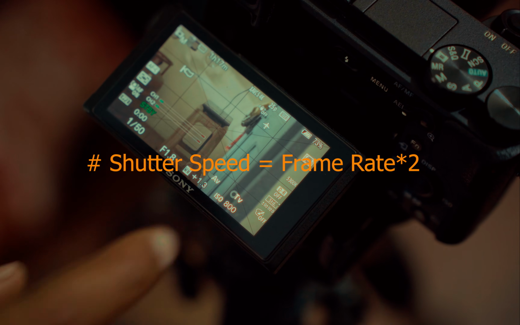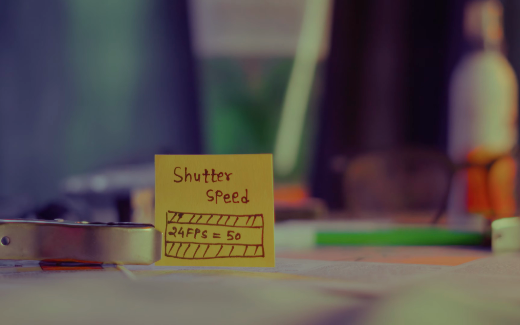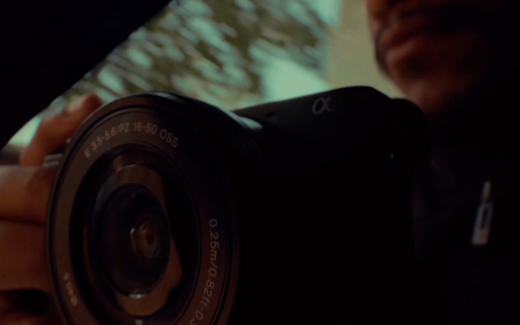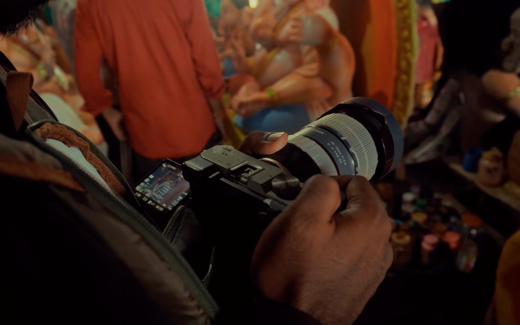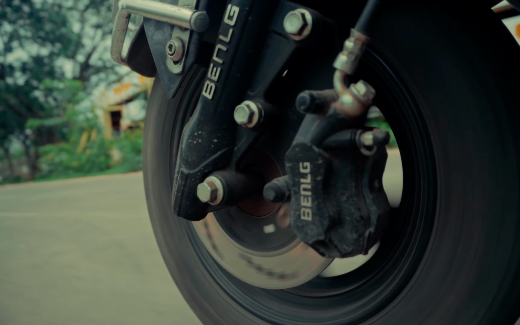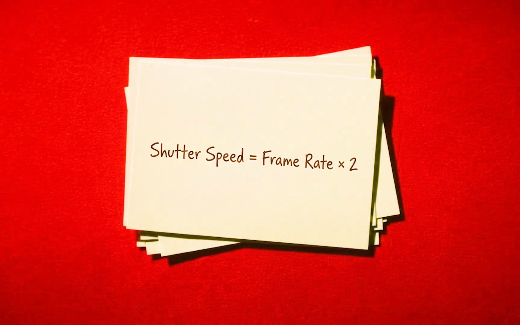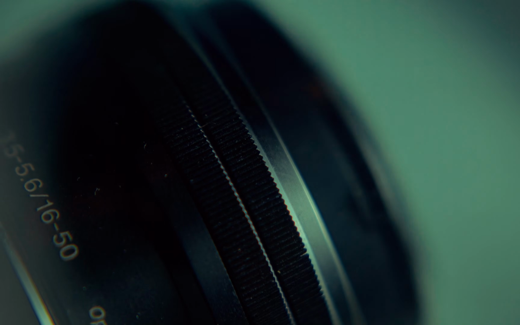Another mistake I used to make was ignoring the relationship between frame rate and shutter speed. It took me a while to realize that shutter speed is not just an exposure setting. It also affects how motion is recorded. A simple rule I follow now is keeping my shutter speed roughly double my frame rate. So, if I am shooting at 24 frames per second, I use 1/50.